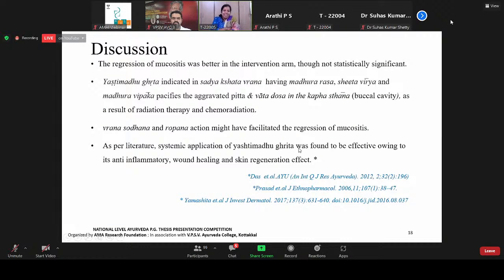Moving on to my discussion, the regression of mucositis was better in the intervention arm, though not statistically significant. Yashtimadughrida was indicated in Sadhyakshatavrana, having Madhura rasa, Shita virya and Madhura vipaka. It pacified the aggravated Pitta and Vata dosha in the Kaphasthana, the buccal cavity, as a result of the radiation therapy and chemoradiation. The Vrana Shodhana and Ropana action might have facilitated the regression of mucositis. As per literature and various studies, topical application of Yashtimadughrida was found to be effective owing to its anti-inflammatory, wound healing, and skin regeneration effect.